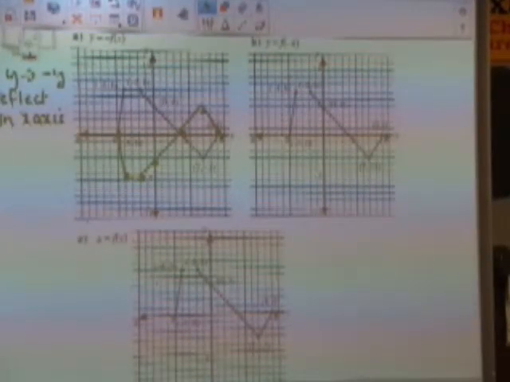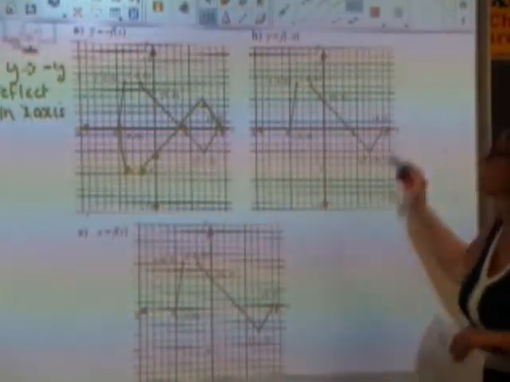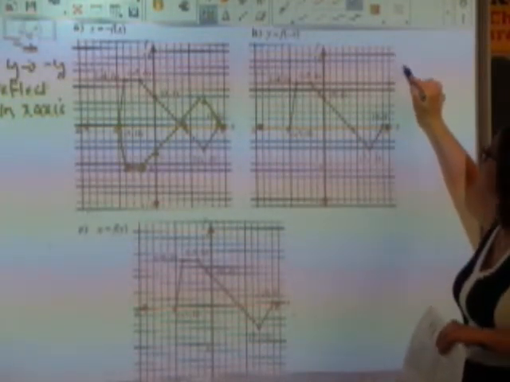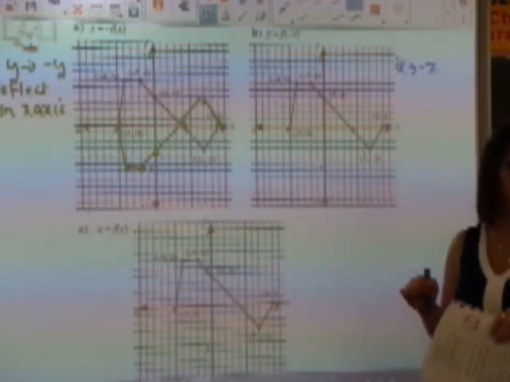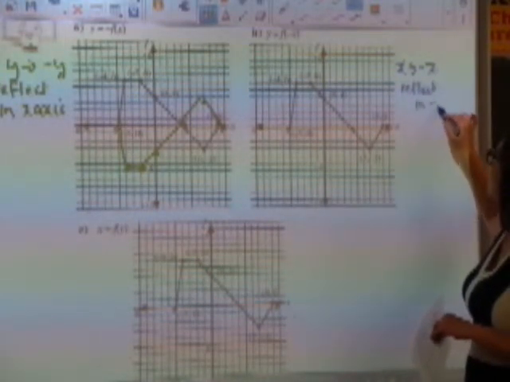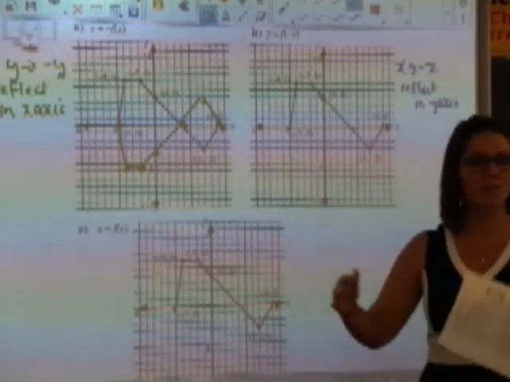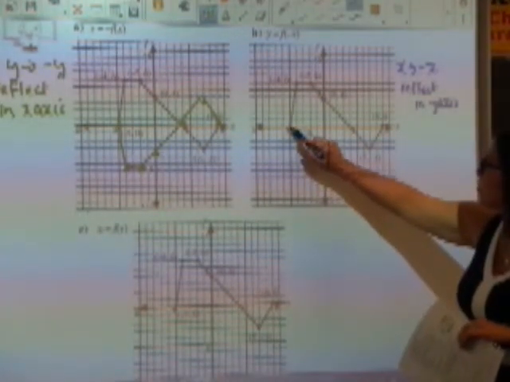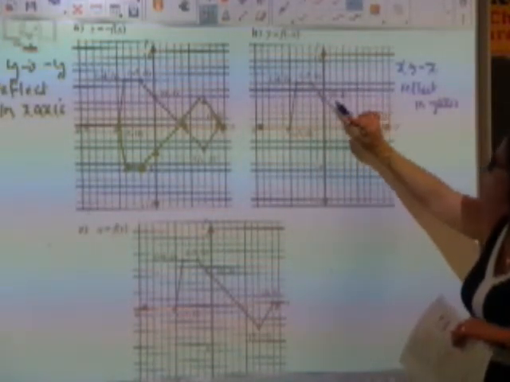So if I look at B, what's my replacement? X is replaced with a negative x, and what type of reflection is this? So I reflect in the y-axis. So anything on the y-axis will stay where it is, and everything that's not will basically reflect to the other side. So negative 5 and 0 becomes 5 and 0. Negative 4 and 6 becomes positive 4 and 6.